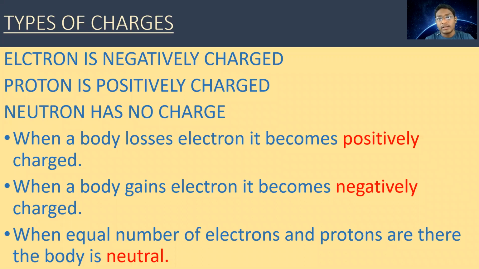Now we will see what are the different types of charges. Electron is a negatively charged particle, proton is a positively charged particle, neutron has no charge. That means neutron is not charged. When a body loses electrons, it becomes positively charged. When a body gains electrons, it becomes negatively charged. When equal numbers of electrons and protons are there, then the body is neutral, as we have already understood this.